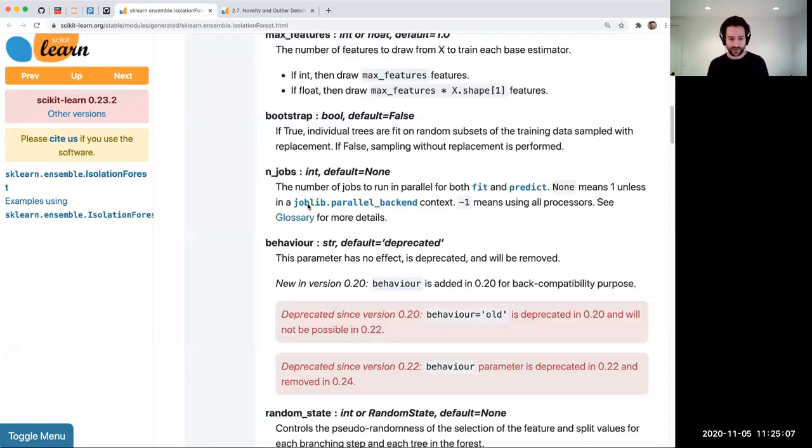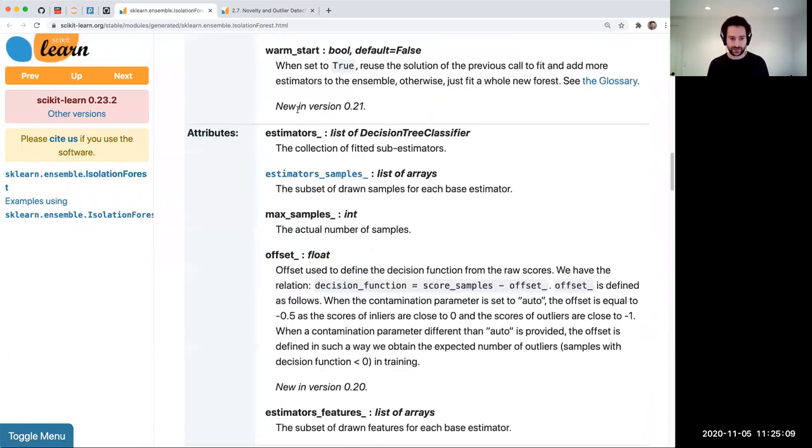But hey, what would I do if I really wanted to know this? I can demonstrate it for you. I would go and look at what the attributes are. Okay, it has a bunch of estimators, which are these random tree thingies.